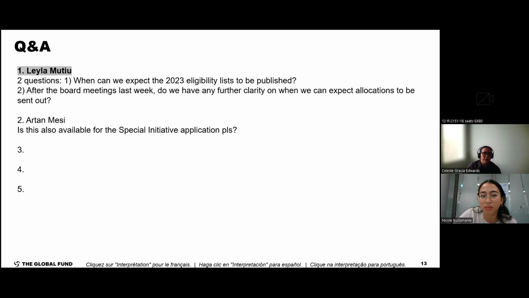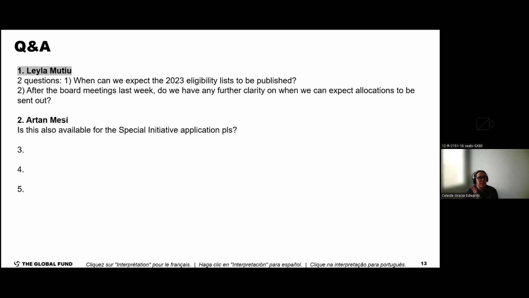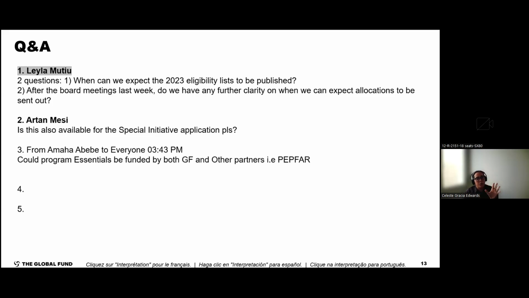Program Essentials are relevant for all countries. In the funding request narrative for high impact and core countries, there will be a special place where, if a Program Essential is not fulfilled, space is given to explain what the plans are to achieve this Program Essential. This is not the case for focus countries, but yes, it is relevant for every single country.